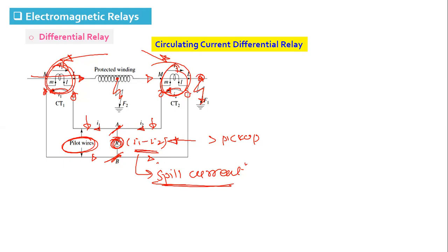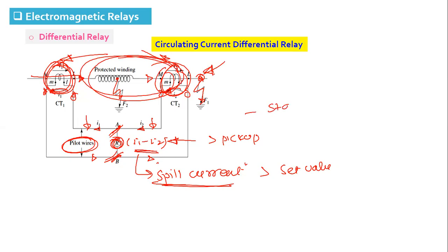Now during external fault, due to large CT error, if this spill current is more than the set value, then this relay will trip. And this is a unit protection scheme. It should operate for winding fault only. So if it operates for external fault, it is not stable. It does not fulfill the stability criteria, and that is why this type of relay is generally not used.